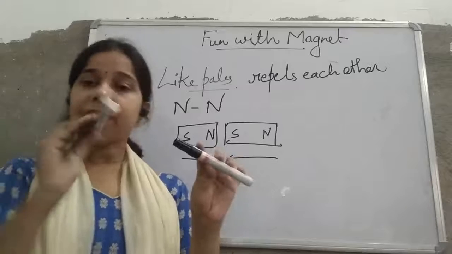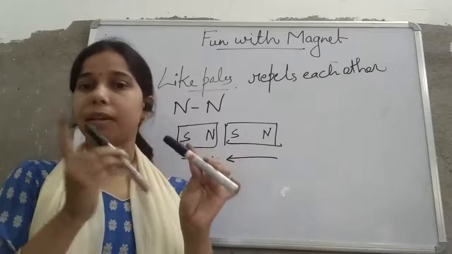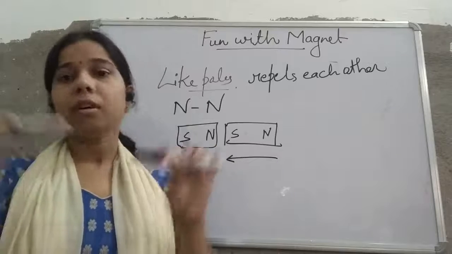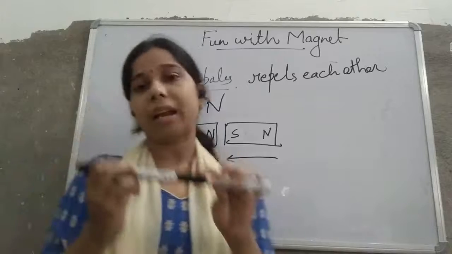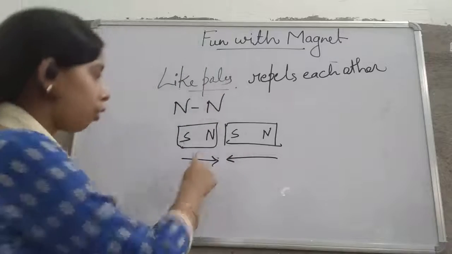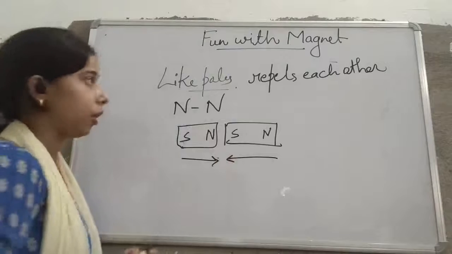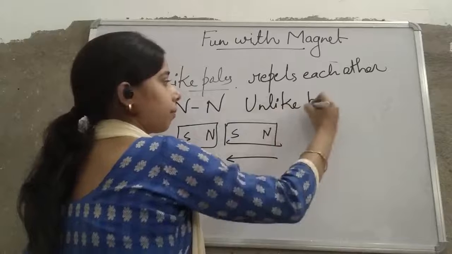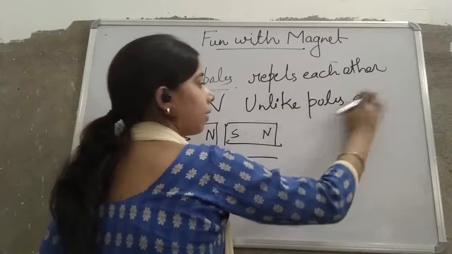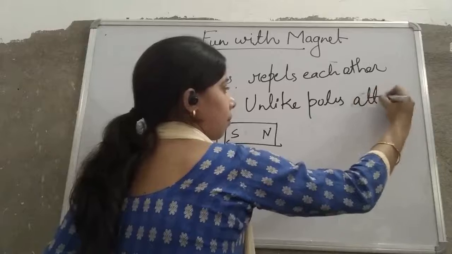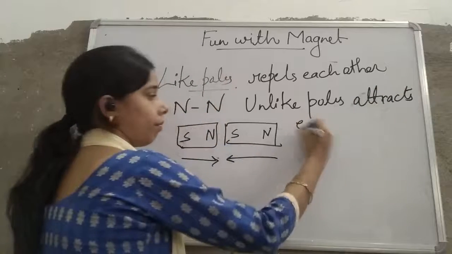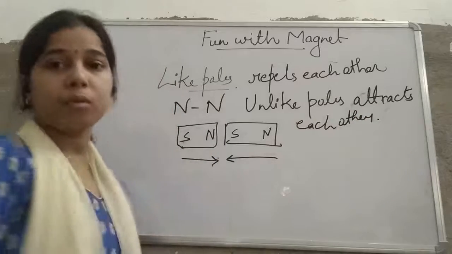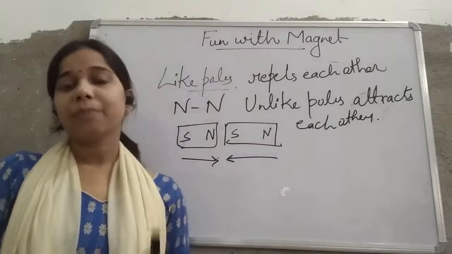If it is the opposite, that if a south pole is there and a north pole is there, and you try to make them come close to each other, they will attract each other. So north pole and south pole will attract each other. By that you can say that unlike poles attract each other. Like poles repel each other.